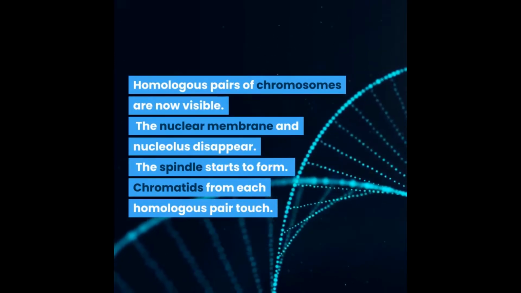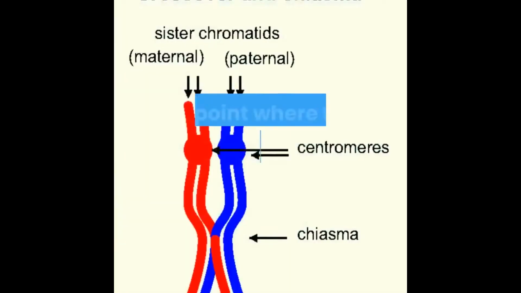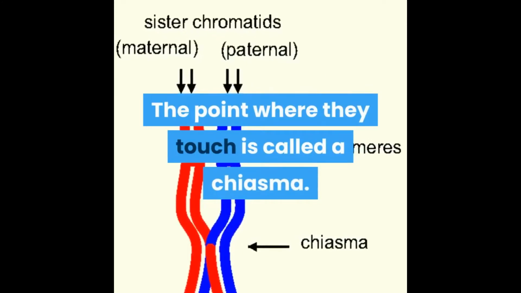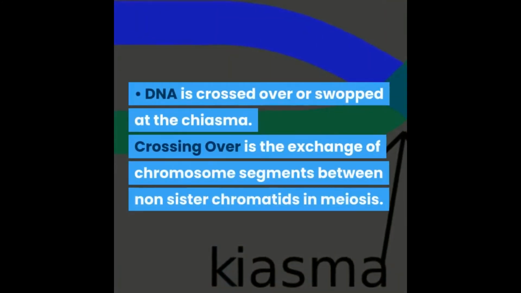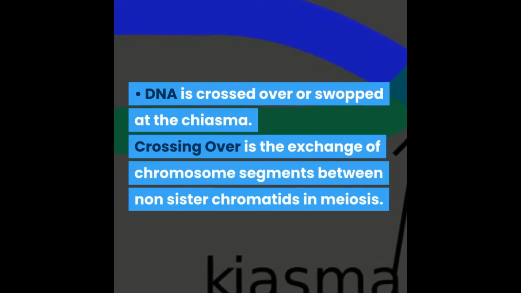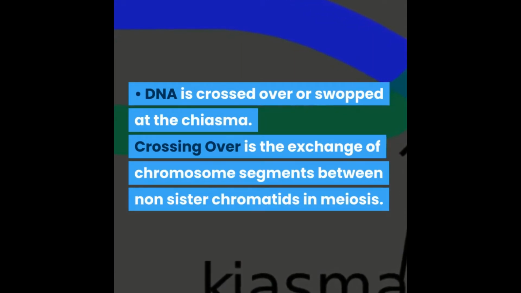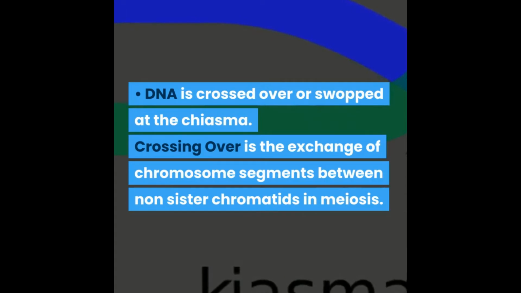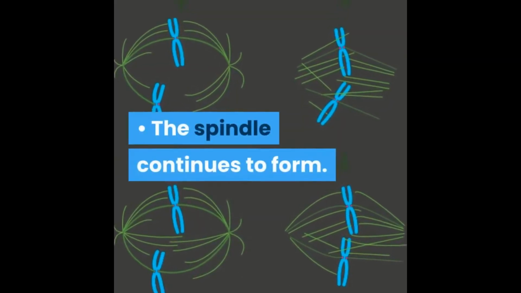Chromatids from each homologous pair touch. The point where they touch is called a chiasma. DNA is crossed over or swapped at the chiasma. Crossing over is the exchange of chromosome segments between non-sister chromatids in meiosis. The spindle continues to form.